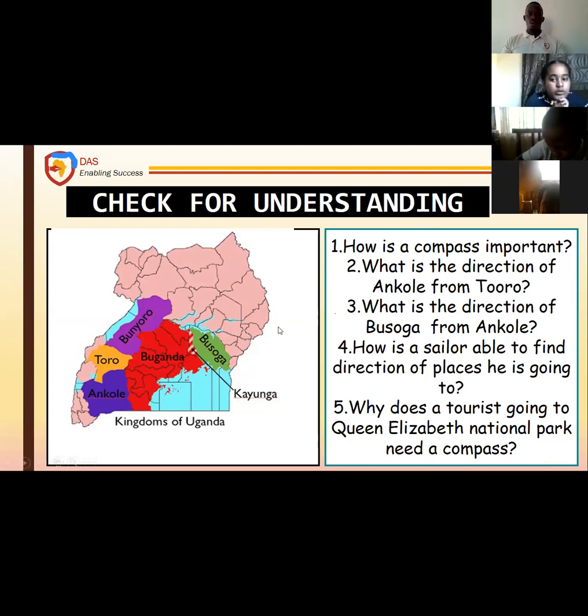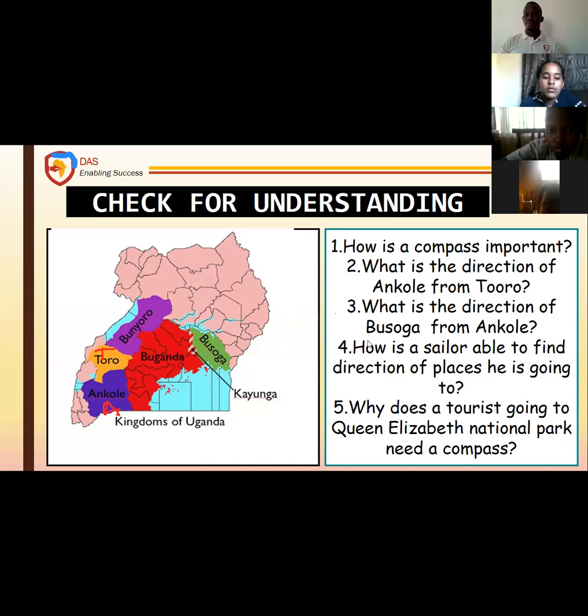Ankole from Toro. That means Ankole is here. Everybody can see Ankole here. I have put the letter A. Then Toro is here. I have put the letter T. What's the direction of Ankole from Toro? It means we are in Toro, okay? If we are in Toro, where do we see Ankole? Muhammad, once again, you tell us, these people are so quiet. South. South is the correct answer. And may God bless you so much.